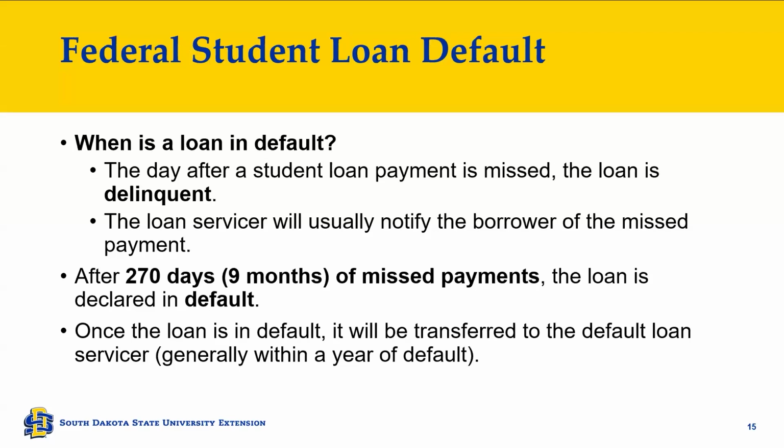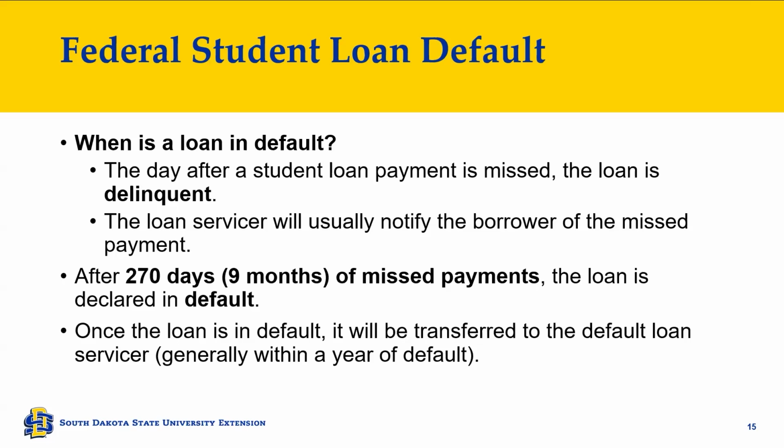So moving on to student loan default. A loan becomes delinquent the day after a student loan payment is missed, and the loan servicer is going to notify the borrower of the missed payment. After 9 months of missed payments, the loan is declared in default. Once it becomes default, it gets transferred to the default loan servicer, generally within a year of default. So this is where no attempt at making a payment has been made for 9 months, and no other options have been pursued.